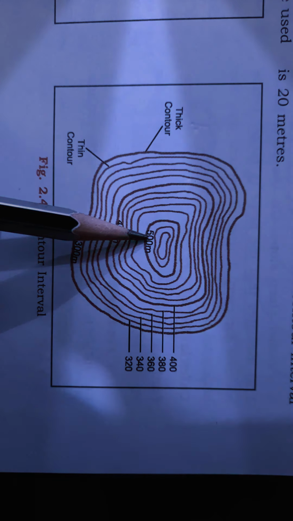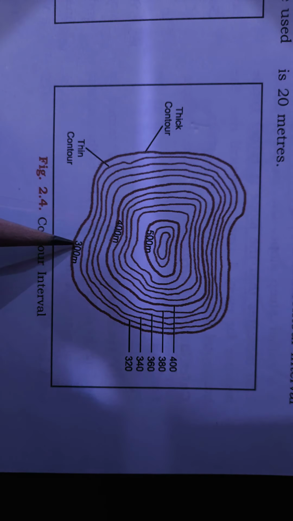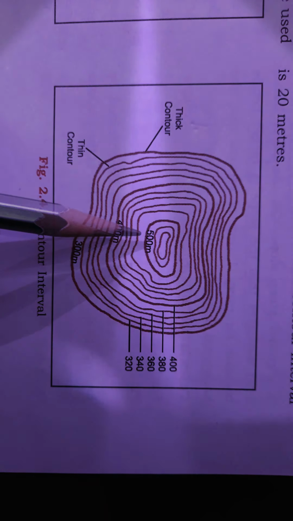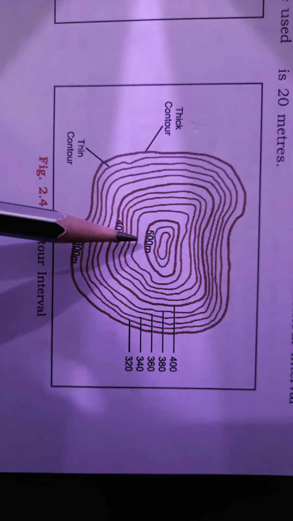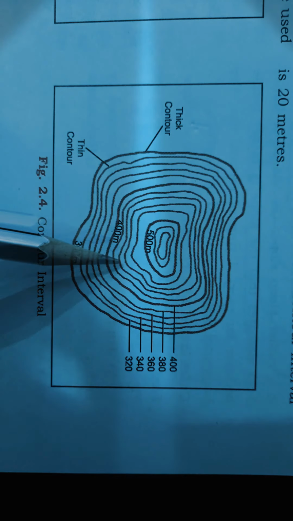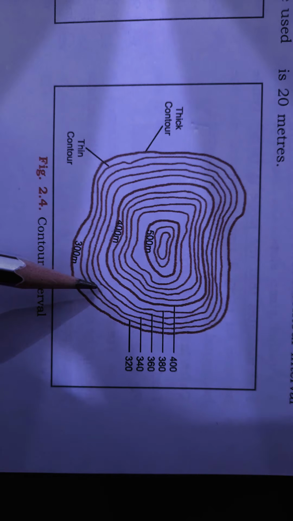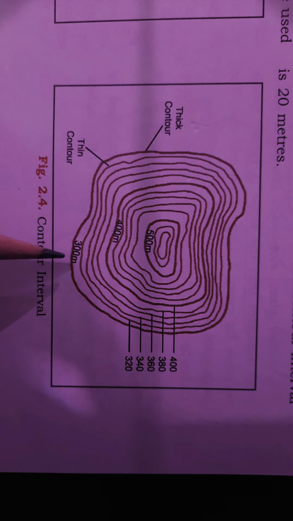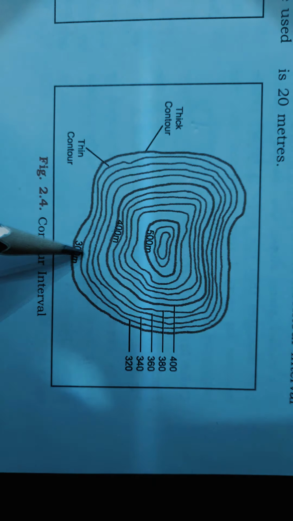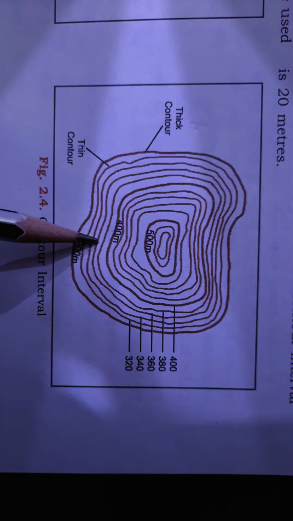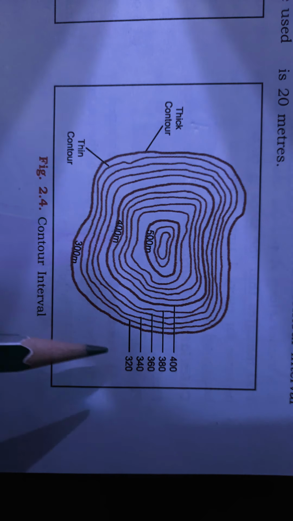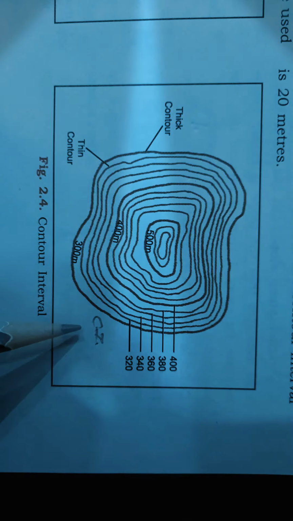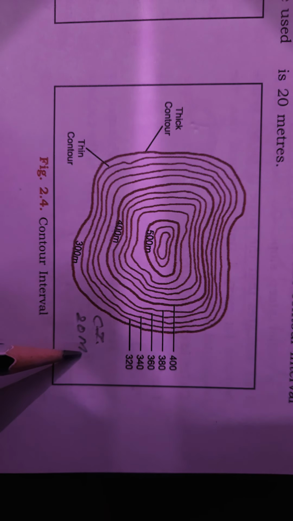So what are index contours? Index contours are those contours which are thickened at regular intervals. Here the interval is 100 meters. Compared to other contour lines, these are thick lines. That's why these are called index contours. So here the contour values are 300, 320, 340, 360, 380, 400. That means here the contour interval is 20 meters.